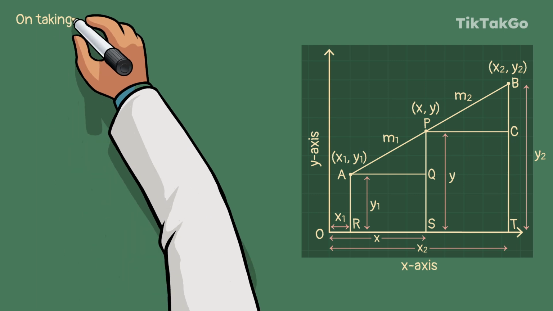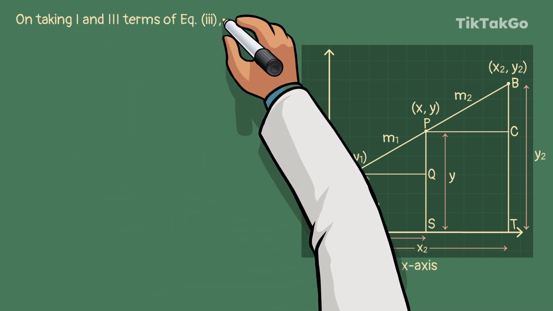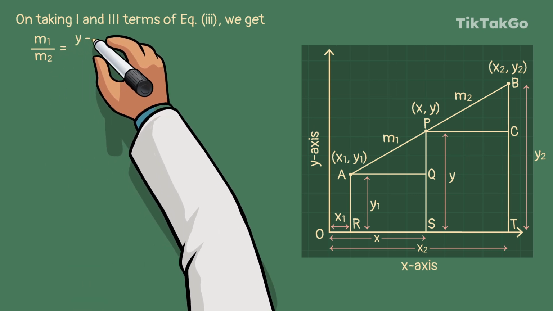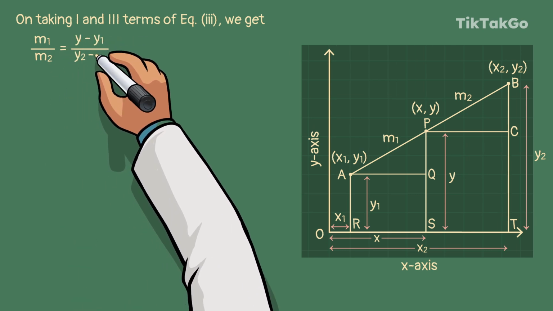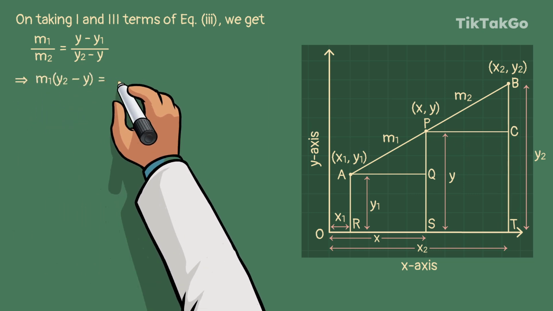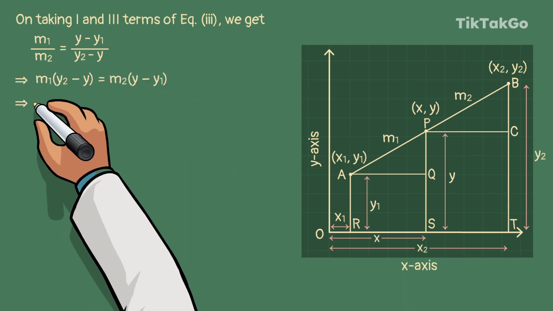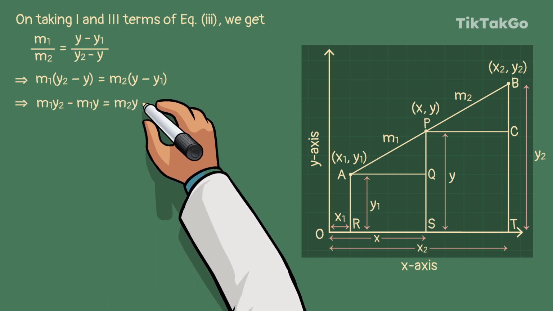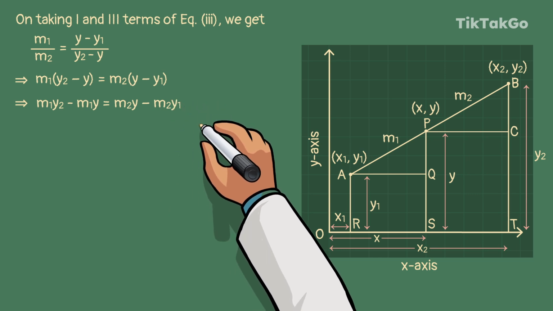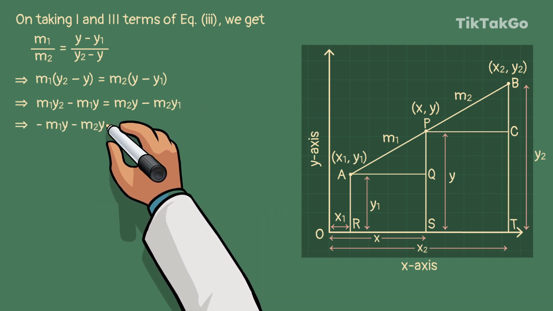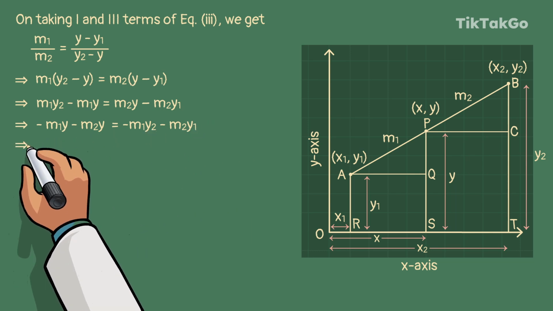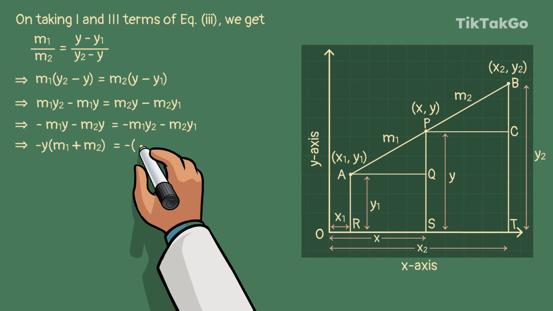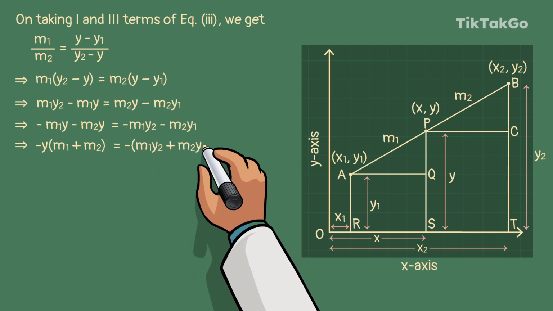Now, on taking first or third terms of equation 3, we get m1 upon m2 is equal to (y minus y1) upon (y2 minus y). This is what we get after cross multiplying. So, m1 y2 minus m1 y is equal to m2 y minus m2 y1. Taking y terms to the left hand side and others to the right, now minus y को कॉमन ले लेंगे तो it equals minus (m1 y2 plus m2 y1).